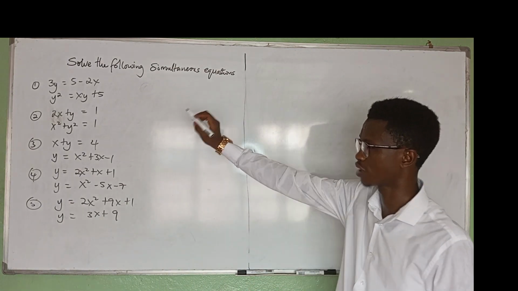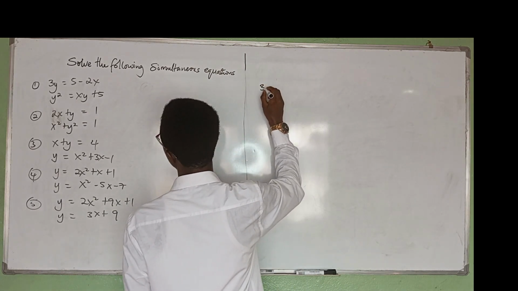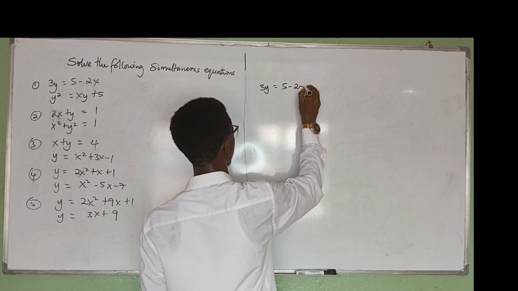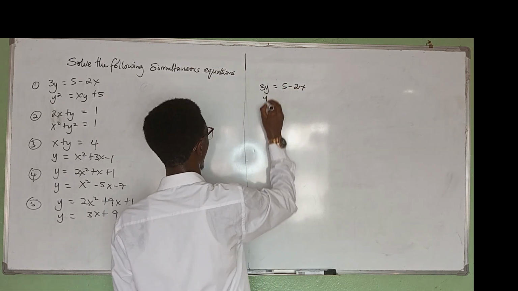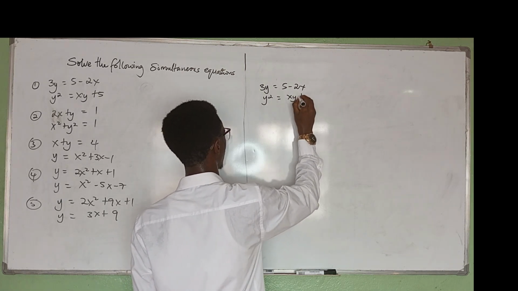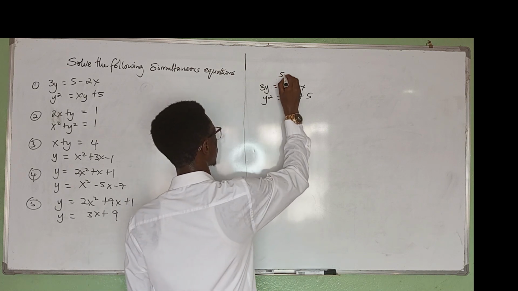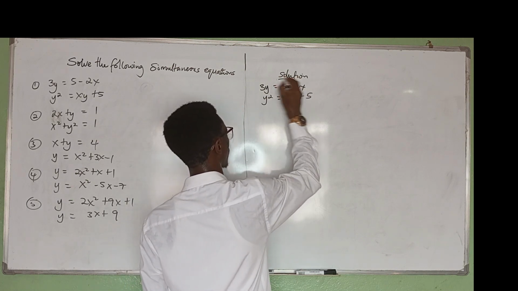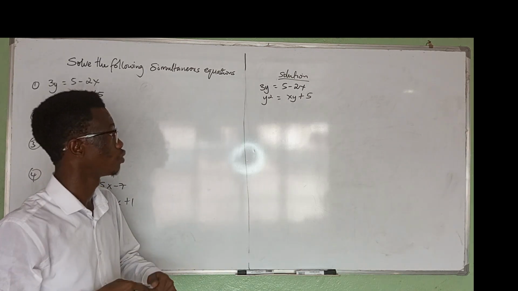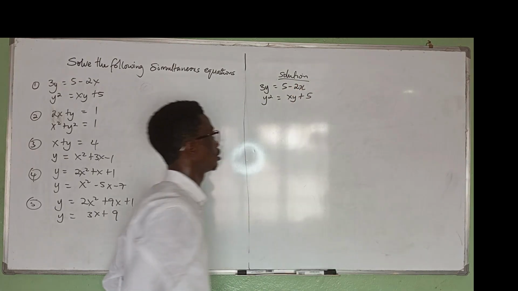So the first question, of course, as you can see from the questions, it says 3y equals to 5 minus 2x and y squared equals to xy plus 5. So when you look at this problem, you want to solve this question.